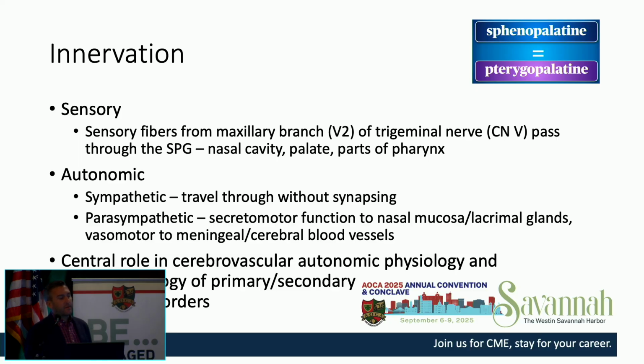In terms of autonomic, sympathetic fibers travel through without synapsing. However, the parasympathetics have secretomotor function to the nasal mucosa, the lacrimal glands, so of course the tearing, the runny nose, as well as vasomotor to meningeal and cerebral blood vessels. So not only pain, but lacrimation, and we'll talk a little bit more about how that vasomotor component really plays in with headache physiology. So really a central role in cerebrovascular autonomic physiology and the pathophys of primary and secondary headache disorders.